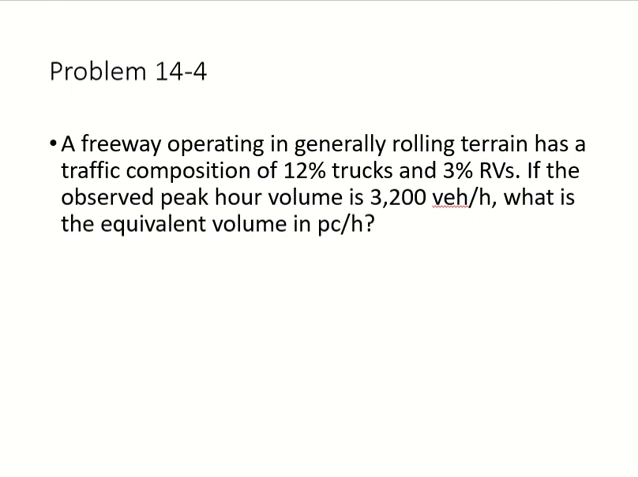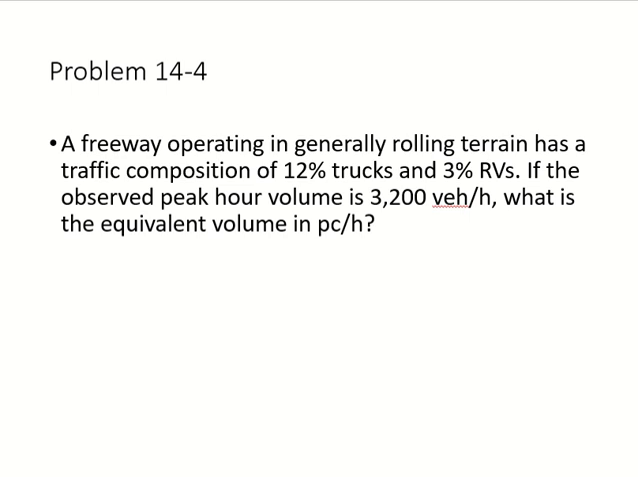We have an example. A freeway is in a rolling terrain. Traffic has 12% trucks, 3% RVs. RVs mean recreational vehicles. In the new code, they are merged with the heavy vehicles. So 12% trucks and 3% RVs are the same. Total 15. Okay, heavy vehicles total 15%.